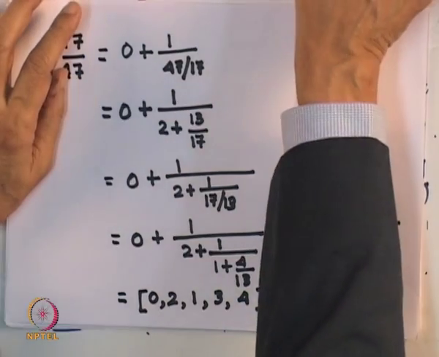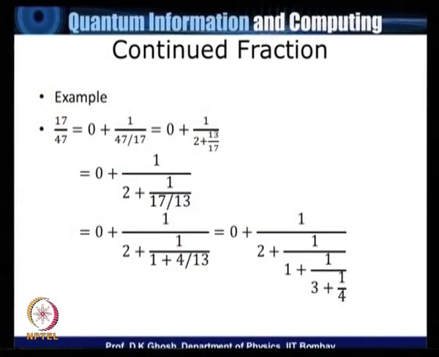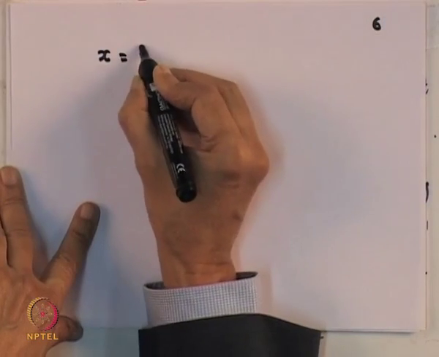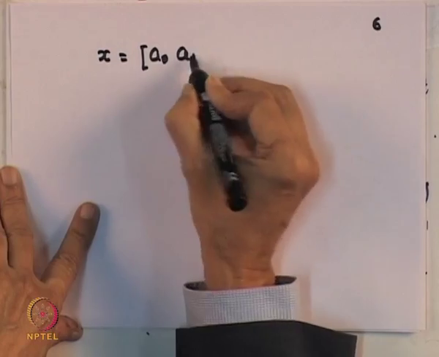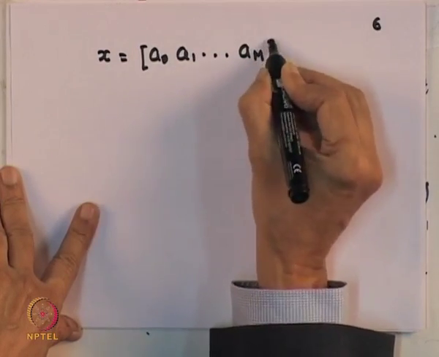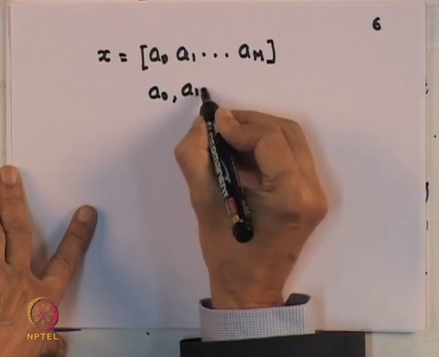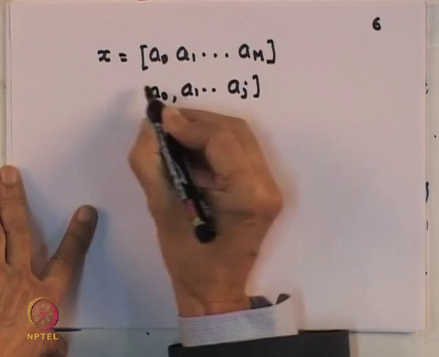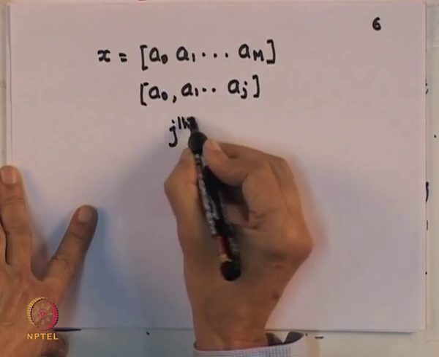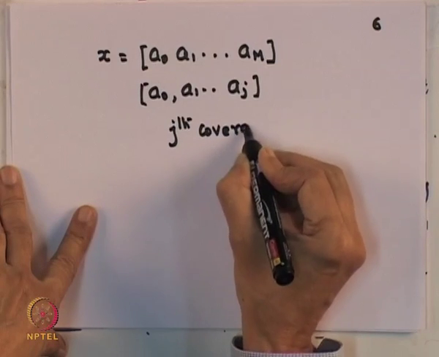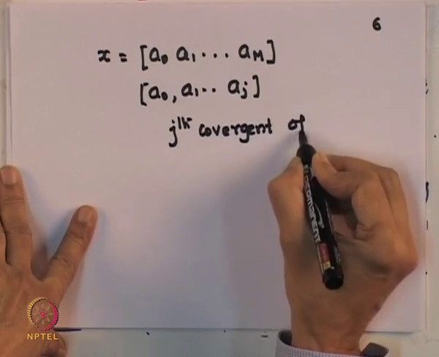So if I have a number x whose continued fraction is given, I say that x is equal to a0, a1 up to, let us say, am. And supposing I stop this at a0, a1 up to aj, then I will say this is the jth convergent of x.